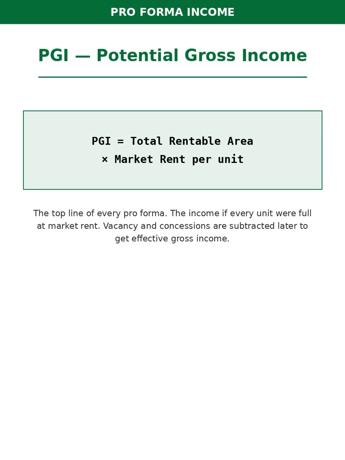Potential gross income, or PGI. The formula is total rentable area times market rent per unit. This is the top line of every pro forma. The income if every unit were full at market rent. Vacancy losses and concessions are subtracted from PGI to arrive at effective gross income, the EGI.